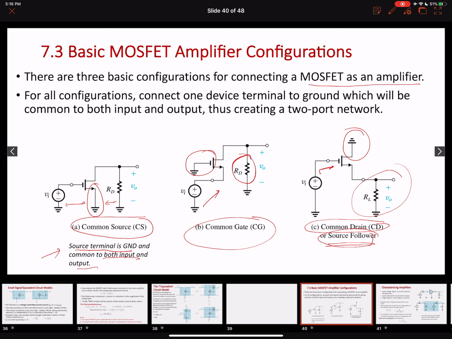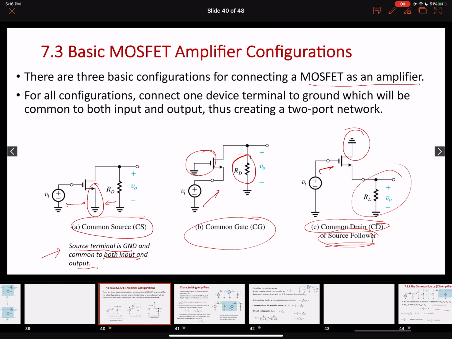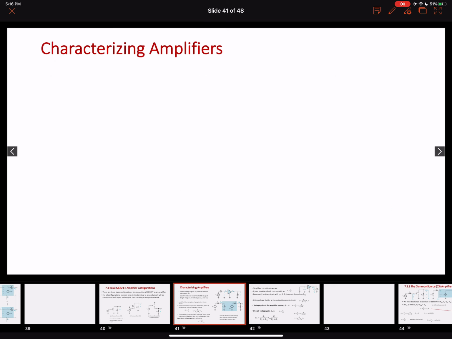Okay, so before we go and analyze the circuits of each one of them, I am going to give you a recap and a more detailed analysis as well on how we can characterize amplifiers. You have done some of this analysis in the earlier part of the course, in chapters 1 and 2, while discussing the amplifiers and the op-amps as well.